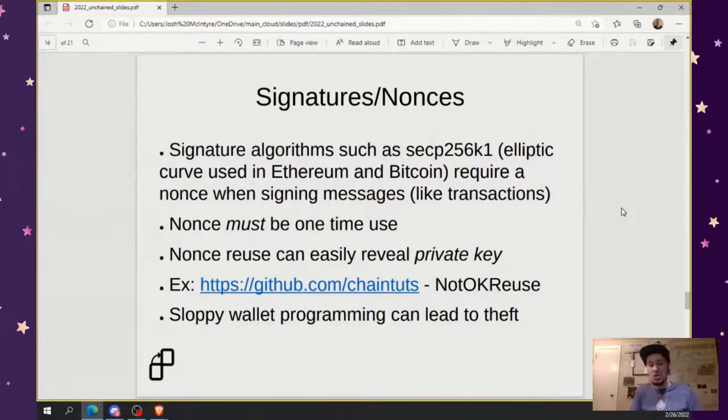There's some math that you can do. If you have two different signatures that reuse the nonce, it's actually fairly trivial to compute the private key from that. And there have been capture the flag type activities that demonstrate this. And again, I have a small standalone tool called Not OK Reuse that is a demo of this concept. There have been instances in the past, and I don't remember the wallets off the top of my head, where sloppy wallet programming led to nonce reuse and therefore attackers stealing funds from the users of those wallets.